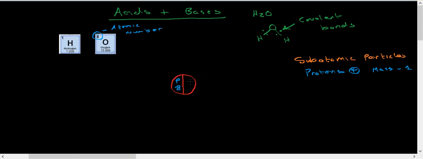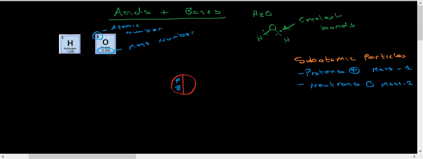Now, also within the nucleus of the atom, so that's the protons, you have what are called neutrons. Neutrons have no charge, so we just draw a circle with nothing in it, and they also have a mass of 1. Now, if we want to figure out the number of neutrons present within the nucleus of the atom, we take this number here, which is the bigger number, and this is known as the mass number.